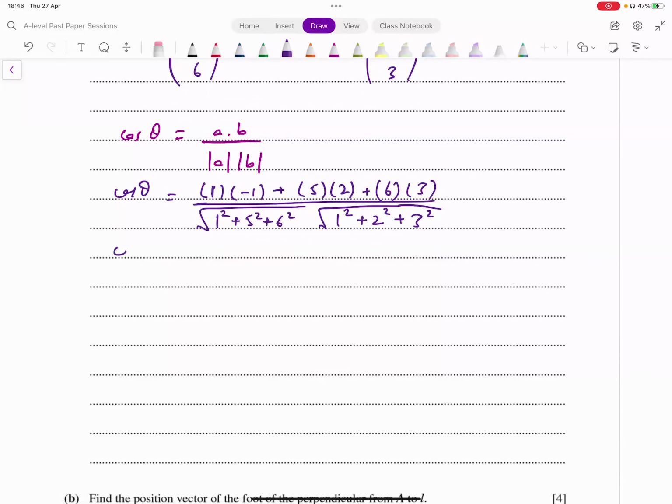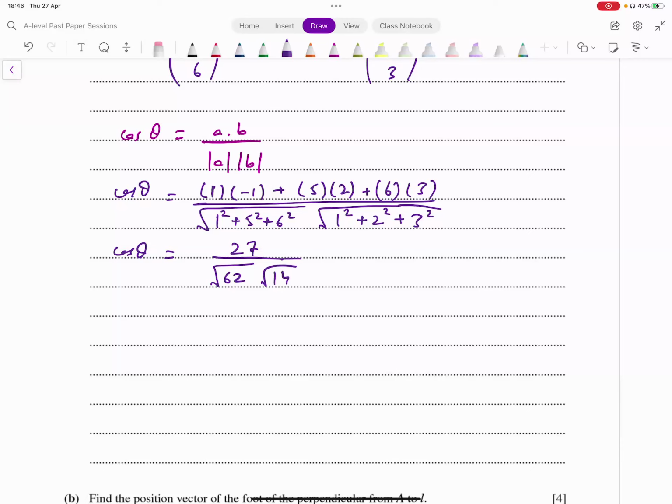Let's see what we get on the right side. Numerator is going to give us -1 plus 10 plus 18. So that's 28 minus 1, which is 27. And for the denominator, we have square root of 36 plus 26, which is 62, square root of 62. And the second modulus is square root of 14.